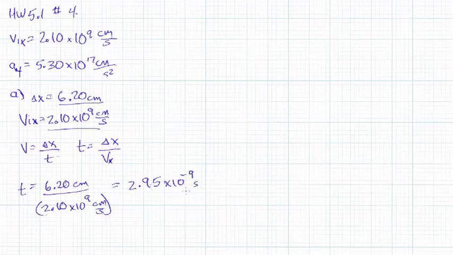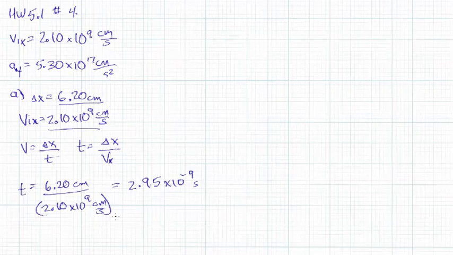Now, it's anything times 10 to the negative 9th. That means the fraction of that exponent. So you might say 10 to the third is 1,000. Well, 10 to the negative third would be 1/1,000th. Well, 10 to the 9th is a billion. So 10 to the negative 9th is 1/billionth. So we've got 2.95 billionths of a second.